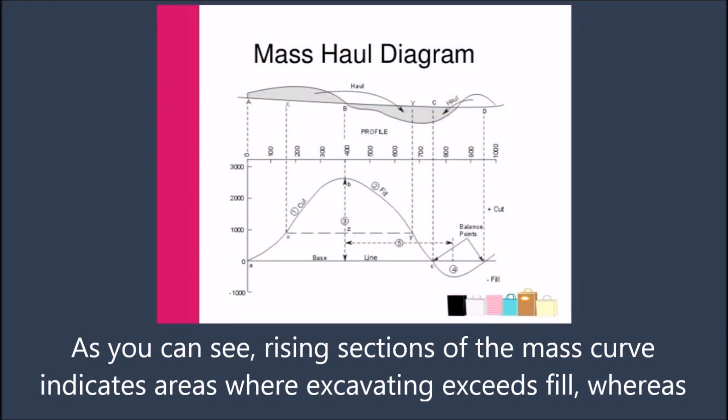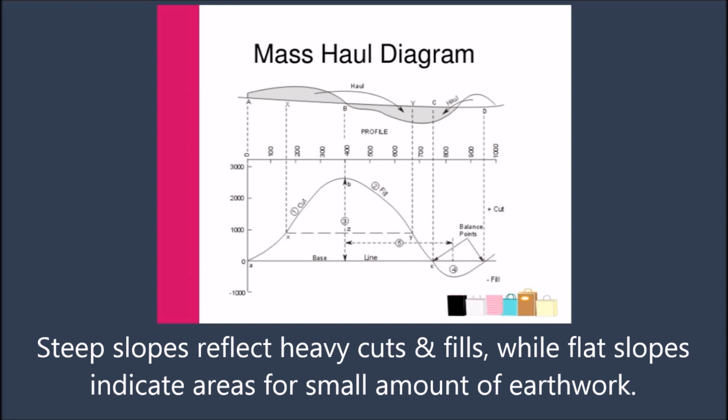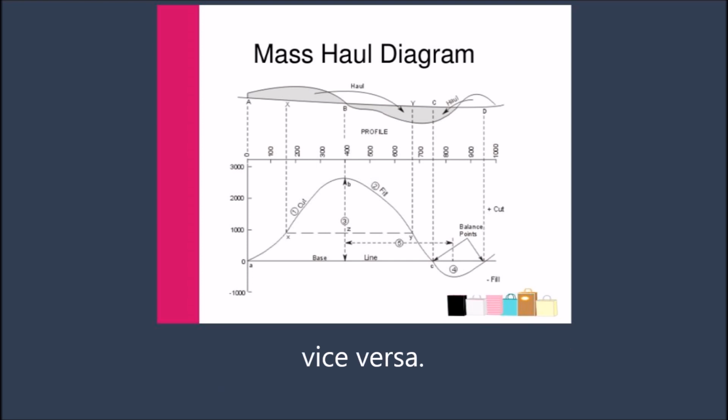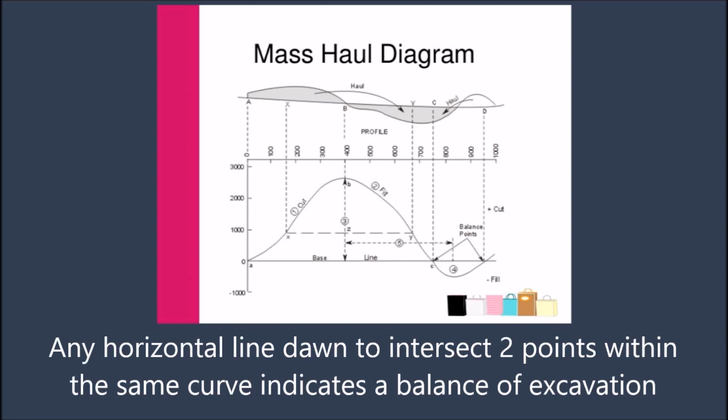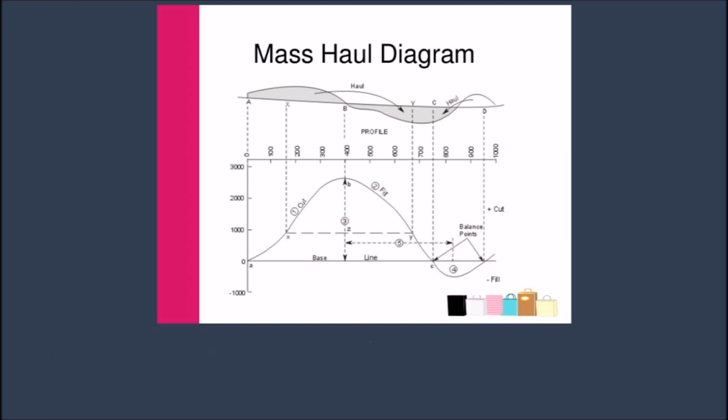As you can see, rising sections of the mass curve indicate areas where excavation exceeds fill, whereas falling sections indicate where fill exceeds excavation. Steep slopes reflect heavy cuts and fills, while flat slopes indicate areas with a small amount of earthwork. The difference in ordinates between any 2 points indicates the net excess of excavation over embankment or vice versa. Any horizontal line drawn to intersect 2 points within the same curve indicates a balance of excavation or cut and embankment or fill quantities between the 2 points.